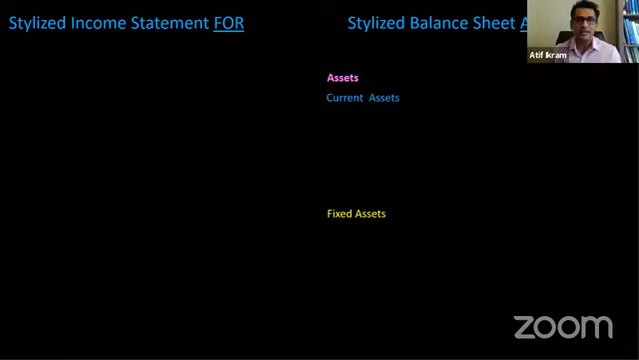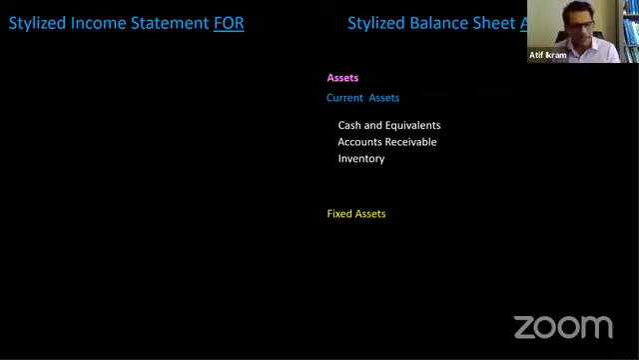At the end of the day, what makes an asset an asset is its ability to generate cash. So short-term assets are going to generate cash in the short term. Fixed assets are going to do that in the long term. But at the end of the day, both these require some cash outlay up front. I think that's the key part. And that's the nature of any business, right?